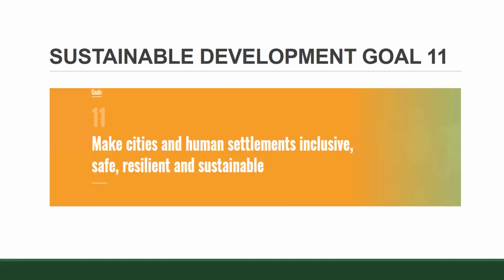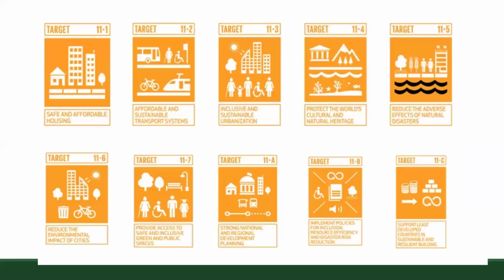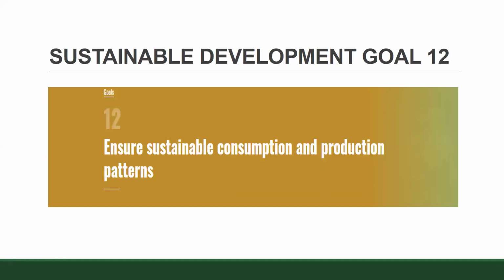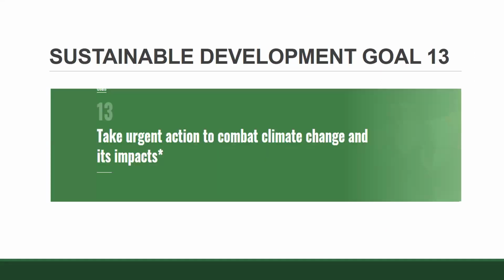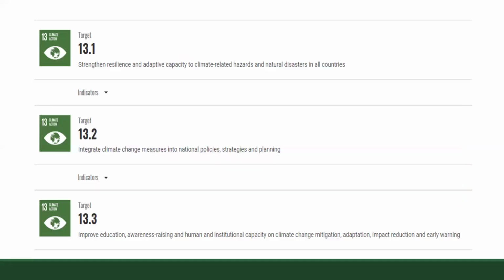Sustainable Development Goal 11 is to make cities and human settlements inclusive, safe, resilient, and sustainable. These are the targets and indicators. Sustainable Development Goal 12 ensures sustainable consumption and production patterns. Sustainable Development Goal 13 is to take urgent action to combat climate change and its impacts.